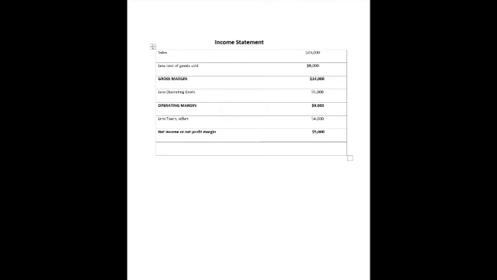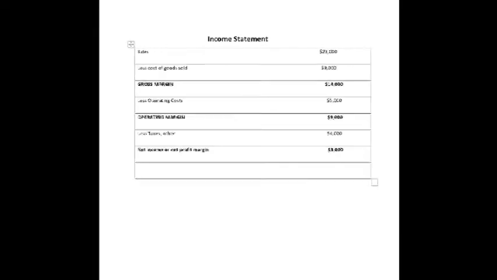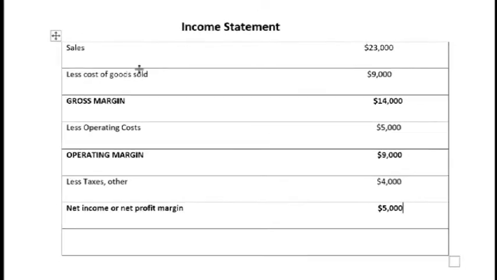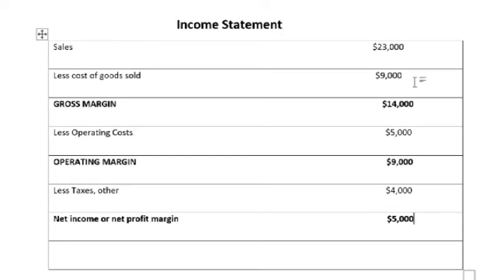Over here we have a very simplified version of the income statement. Remember, the formula for the income statement is revenues minus expenses equals profit. So here we have sales, $23,000, and then we're subtracting how much it took to make these goods that we're selling. That leaves us with a balance of $14,000.